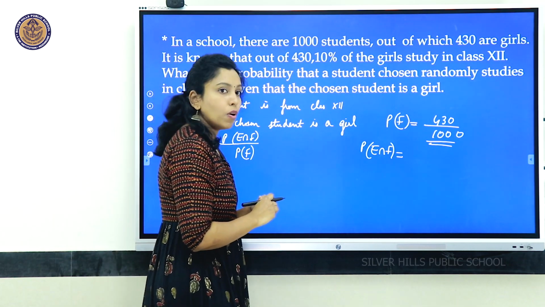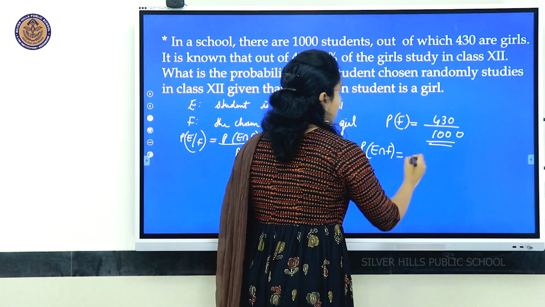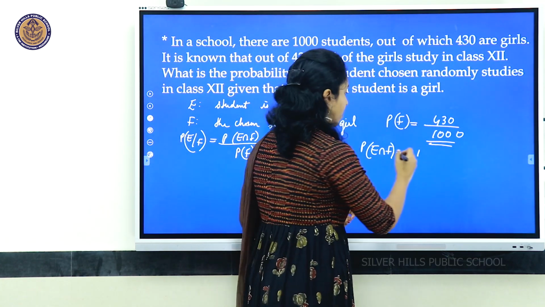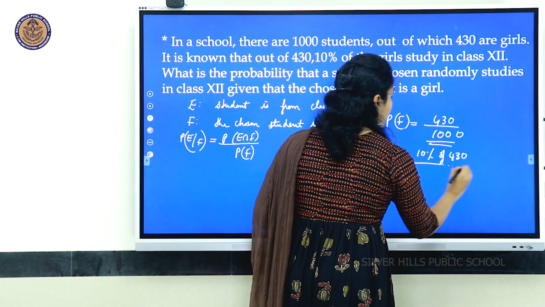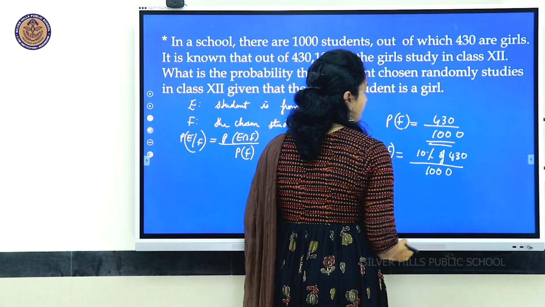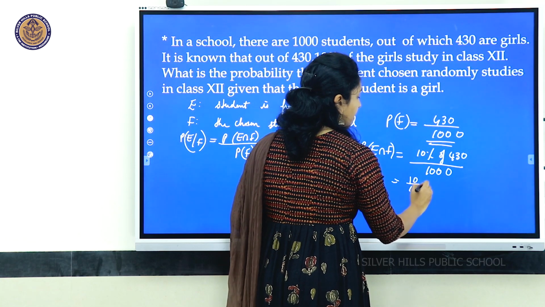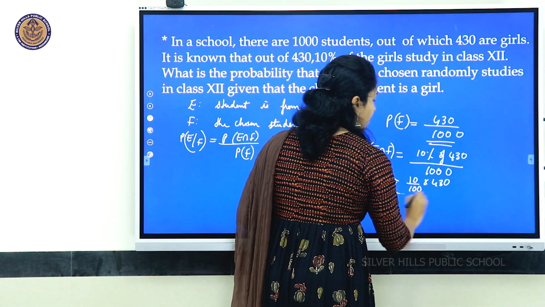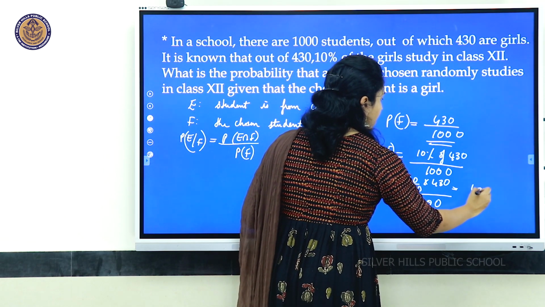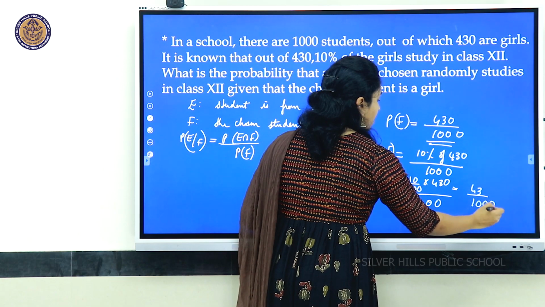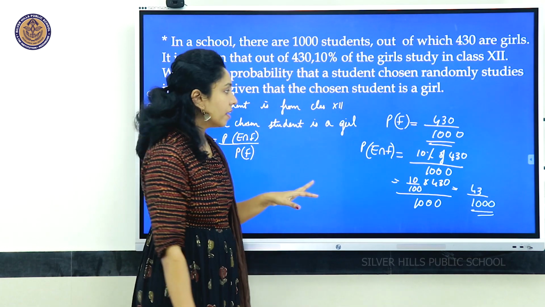So, how do you find P of E intersection F? This is equal to 10% of 430 by the total sample space, that is by 1000. That is equal to 10 by 100 into 430 divided by 1000. That is equal to 43 divided by 1000. No need to cancel all these here, finally those numbers get cancelled.